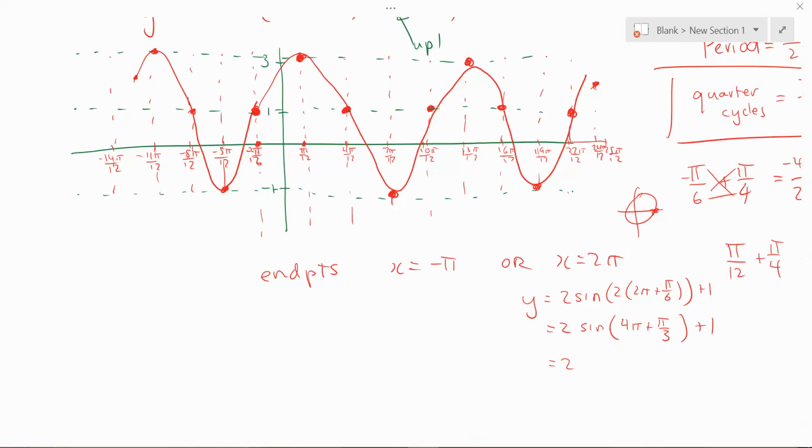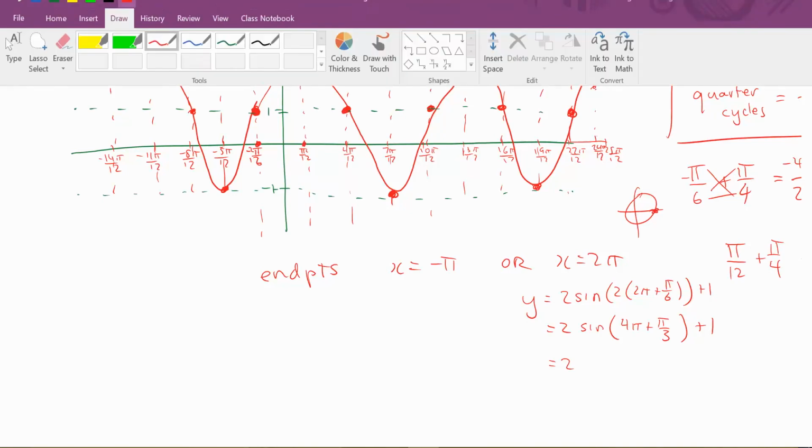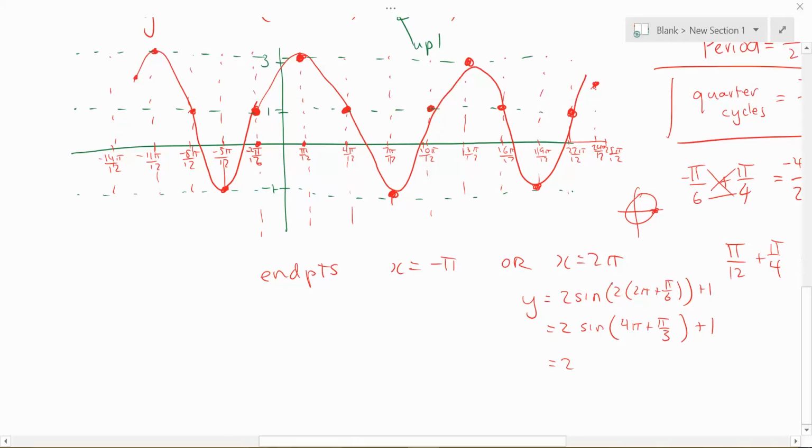Yeah. I'll do a line like that. Okay. And now you can work out what sine of this is. This is what you've been doing in exercise 4F. 4 pi plus pi on 3 means it's in this quadrant. Sine is positive. Sine of pi on 3 is root 3 on 2. Root 3 on 2 times 2 plus 1.